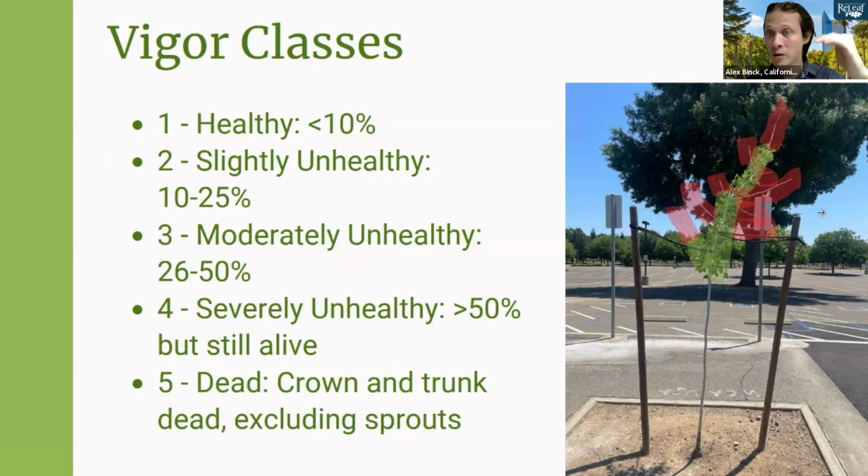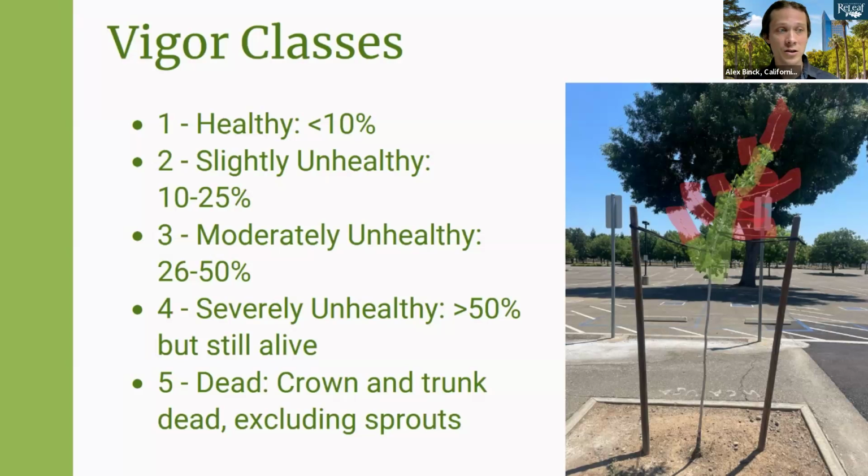They go from 1 to 5, 1 being totally healthy and 5 being dead, right? So for 1, it's going to be a 1 if less than 10% of the canopy is unhealthy. 2, or slightly unhealthy, is going to be 10 to 25%. 3 is moderately unhealthy, 26 to 50% missing.